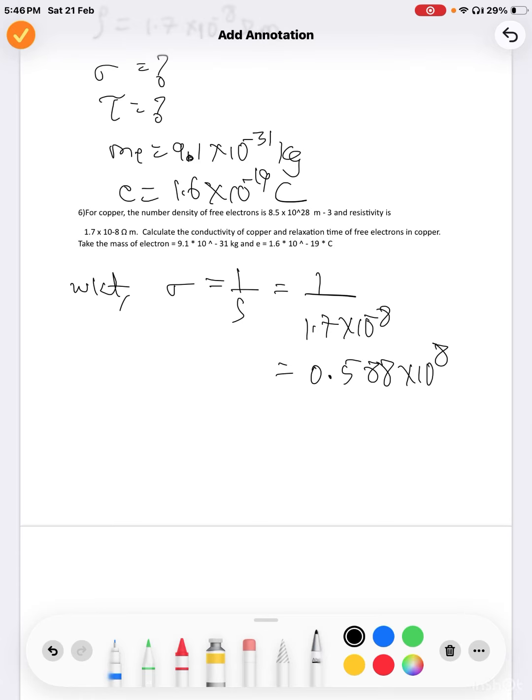So once you got this, what is the next step? You have to find the relaxation time. If you want to find the relaxation time, as per this, they gave the number density.